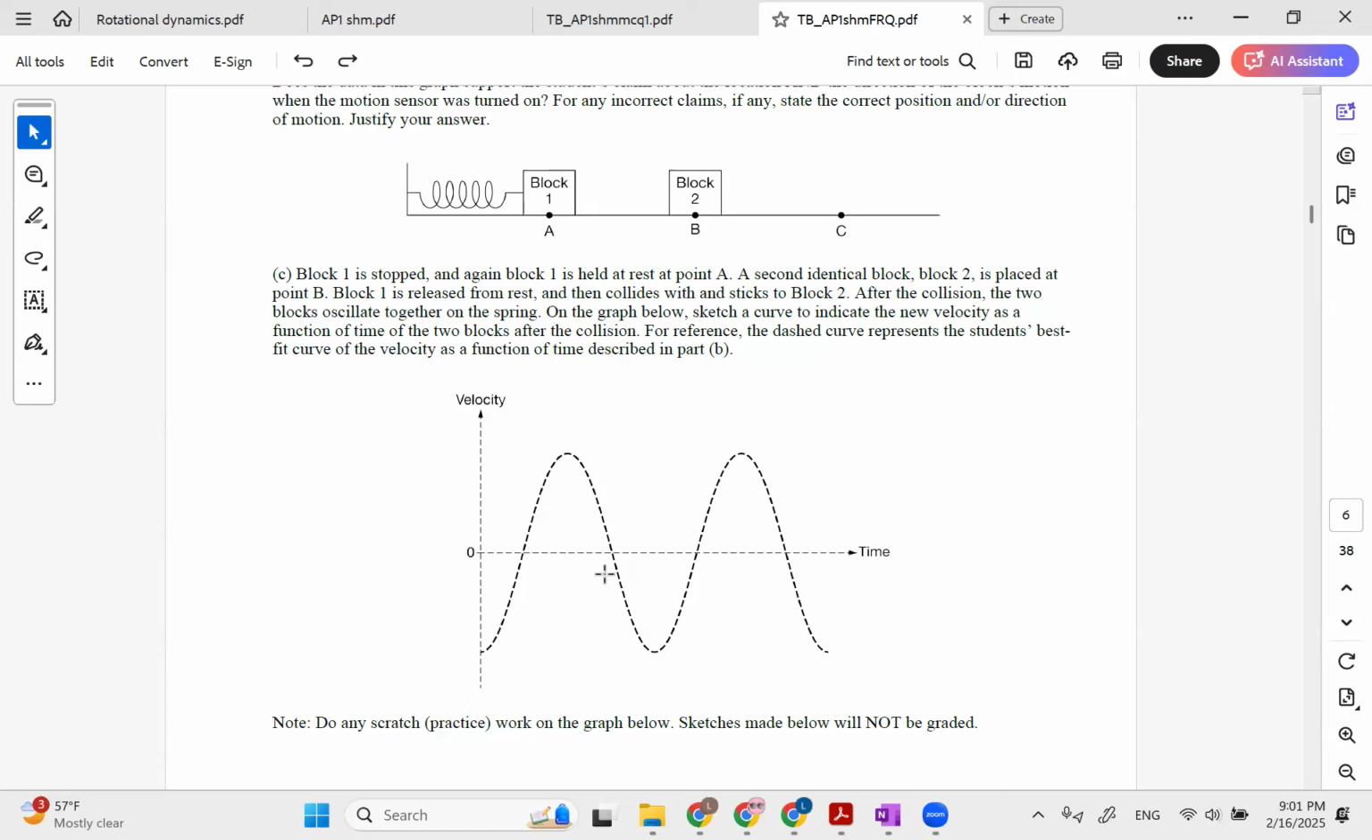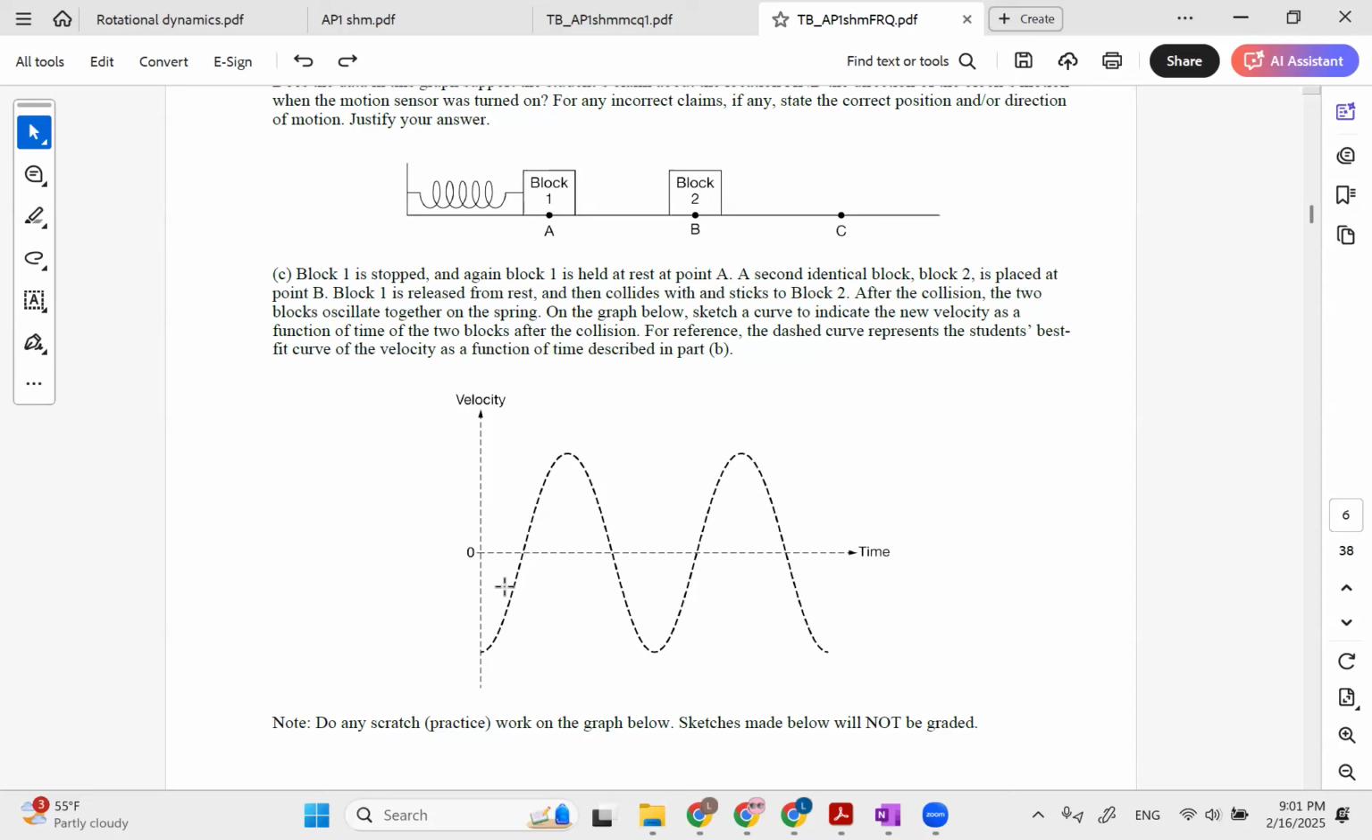Why is it smaller? Because there's more mass. More mass. This is after the collision, right? More mass, so your velocity is smaller, right? Okay, then what other change? Brandon, what other change?